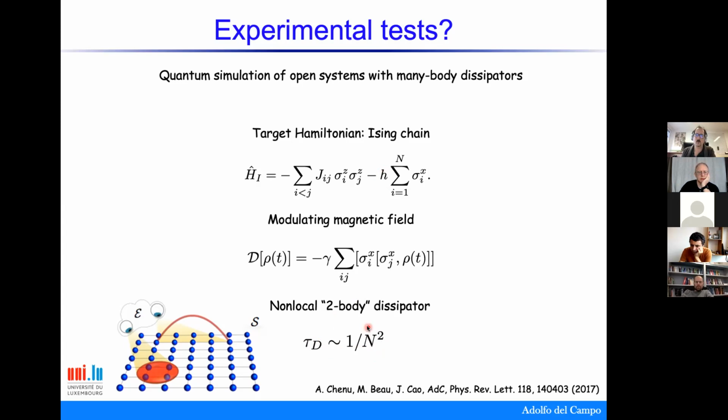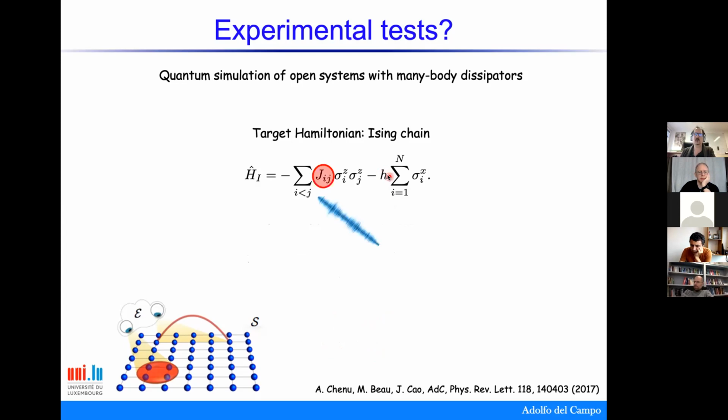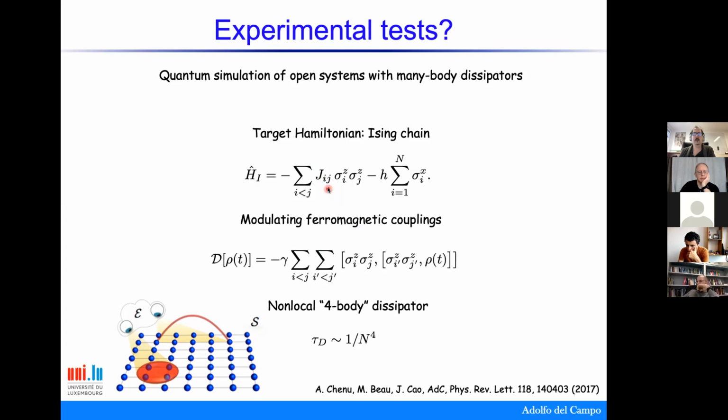So that's what happens when we add noise to the magnetic field, but we can also add noise to the spin-spin interactions. If we do it globally, so that we tune all of them at once, we end up with a dissipator with four indices, something we can maybe call, abusing the notation a bit, a four-body dissipator. Now, if you use the formula we derived in terms of the covariance of the fluctuating Lindblad operators, you will see that the coherence time is suppressed with a polynomial of order four with the system size.